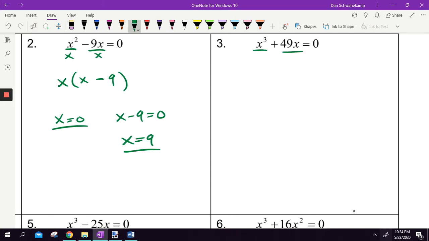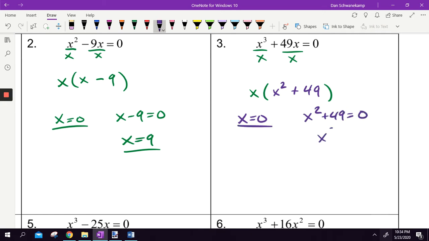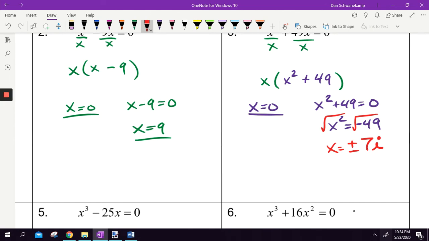Number 3, take out what they both have in common. Well, they both have at least one x, and I think you can only take out one x. So we're going to divide out 1x. When I take that 1x out of x cubed, I'm going to be left with x squared. I take a 1x out of 49x, I'm going to be left with plus 49. I set each of them equal to 0. This one's done. This one I'm going to subtract 49, and then I'm going to square root a negative number. So x is going to be equal to plus or minus 7, because that's what the square root of 49 is. But I need to include an i in there as well because I took the square root of a negative. Again, notice how many answers we're getting there.